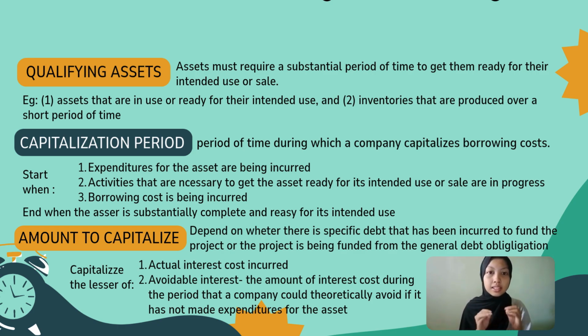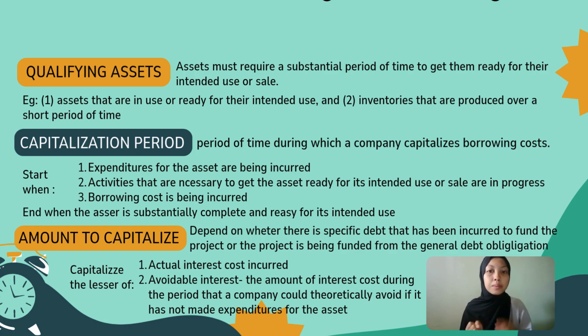Qualifying assets: an asset must require a substantial period of time to get it ready for its intended use or sale. So there's a qualification that is needed. The asset will be intended for use or sale. An example is one asset that is in use or ready for its intended use, and the second one is inventory that is produced over a short period of time.